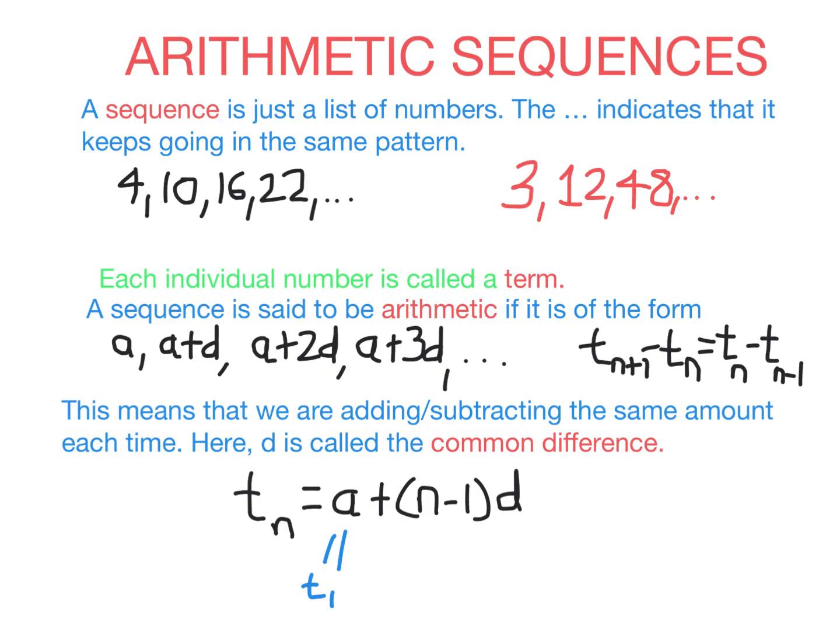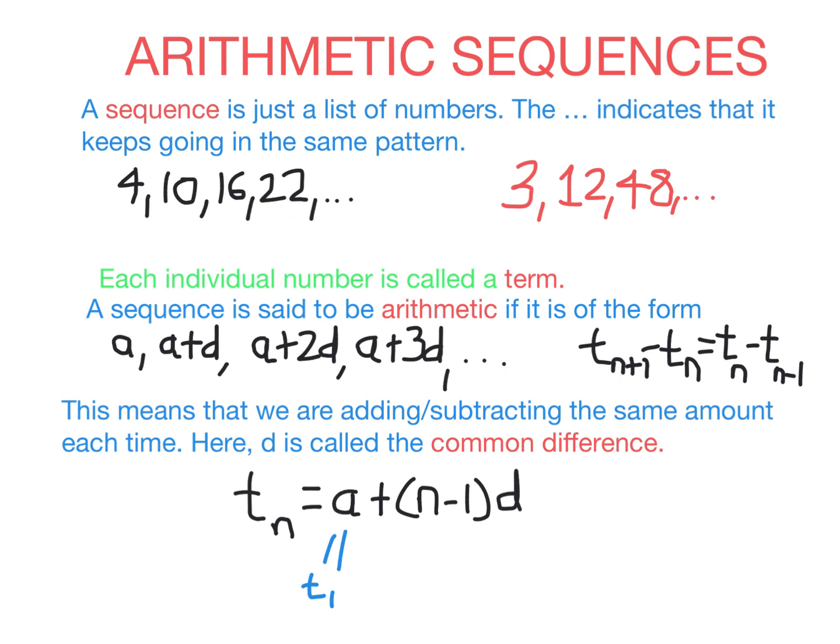Thank you so much for tuning into this video in which we will look at arithmetic sequences. So a sequence is just a list of numbers. This here is a sequence, this here is a sequence, and these three dots at the end means it keeps going forever in that pattern. Each of the individual numbers is called a term. So for this sequence here, 4 is term 1, term 2 equals 10, term 3 equals 16, and so on.